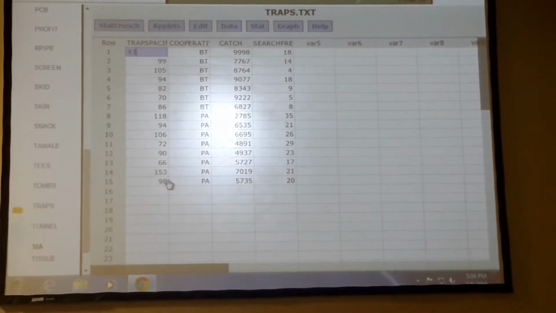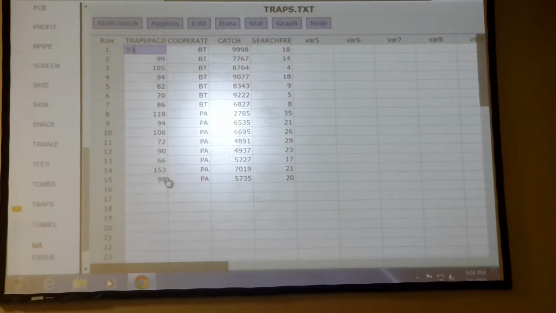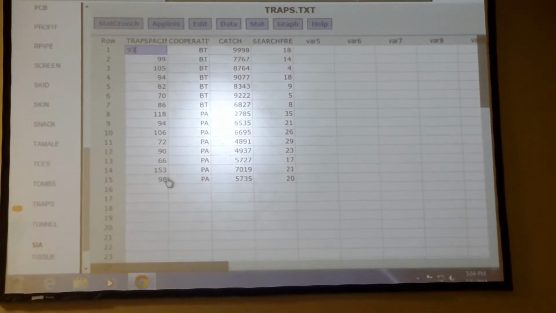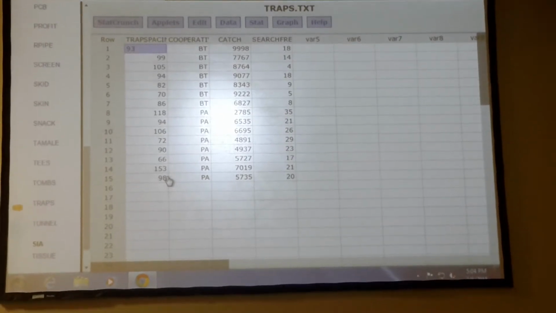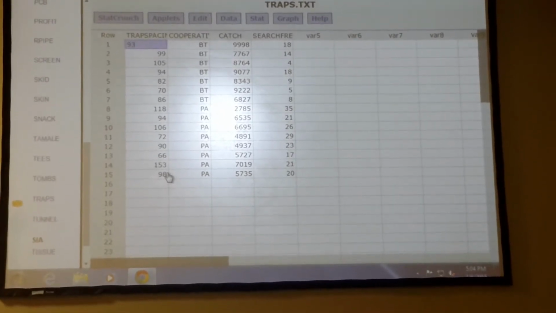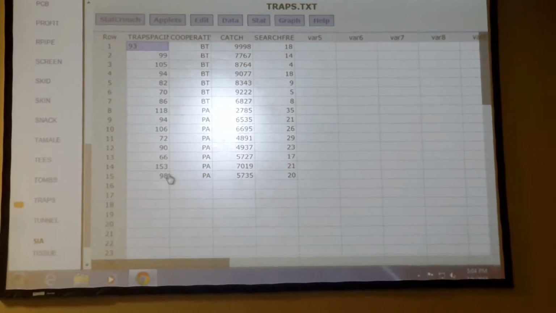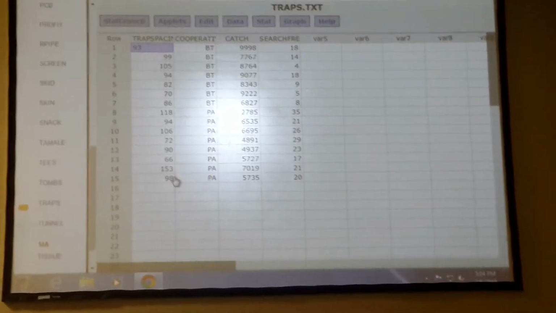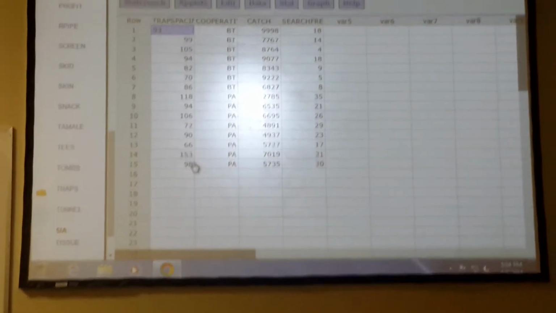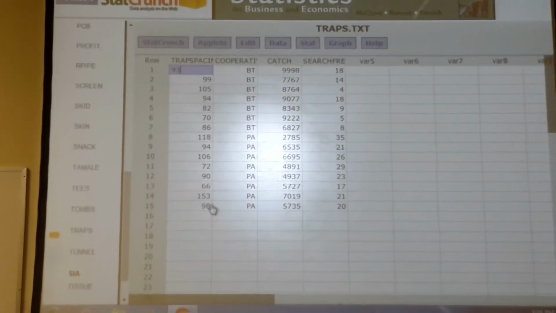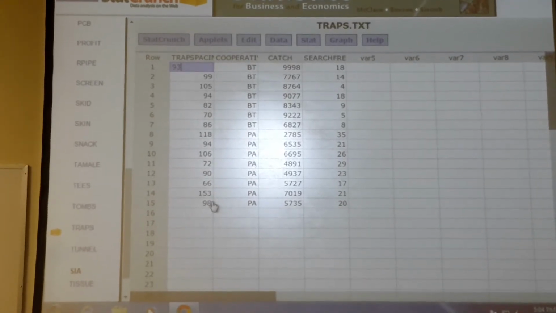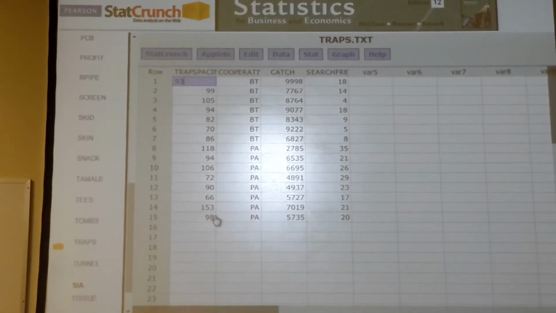And so this governmental agency has come in and they have measured the distance between traps of this particular company, and they're trying to find out if this company is violating the policy or not. They have to be 95 meters away. They can't be significantly less than 95. They can't be significantly more than 95.